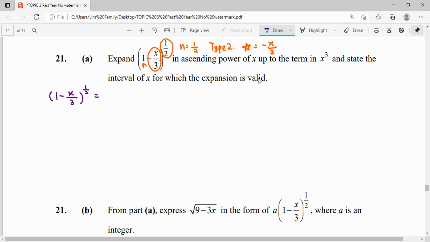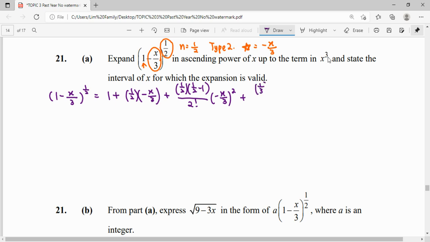So follow the formula. You will start with 1 and then n, which is 1 over 2. Then the thing you want to expand here is negative x over 3. Again, we will continue the formula, n, then n minus 1, over 2 factorial. And the thing we want to expand here will be negative x over 3 squared.